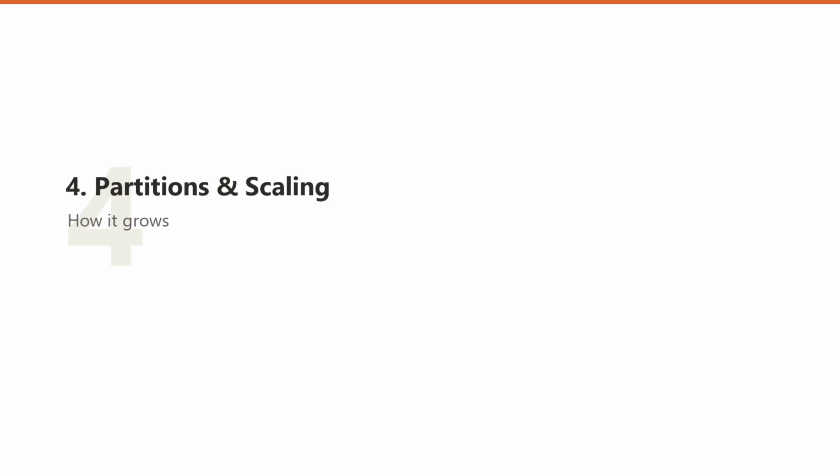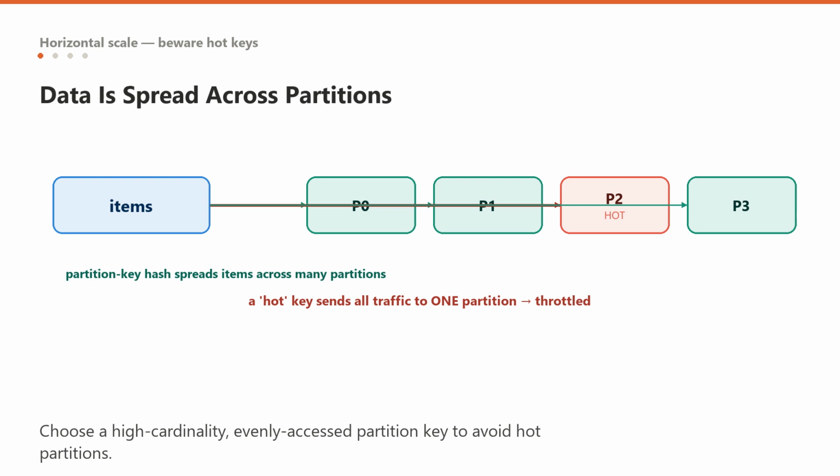Concept 4. Partitions and scaling. So how does DynamoDB scale? Data is spread across many partitions, and the partition key's hash decides which one each item lands on. As your data grows or your traffic increases, DynamoDB automatically adds more partitions and redistributes the data behind the scenes. This is horizontal scaling. No single machine ever becomes the bottleneck, which is why it can handle virtually unlimited load.